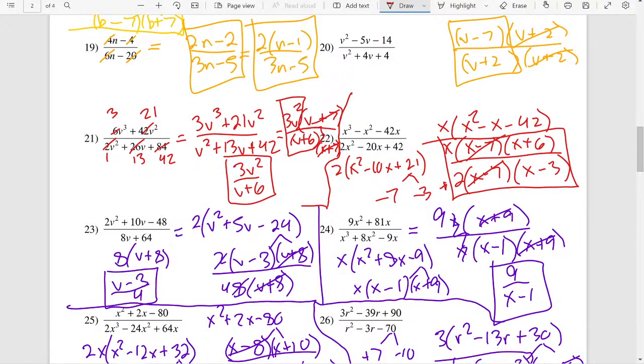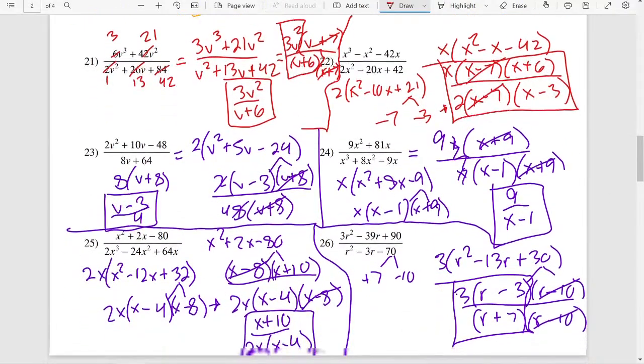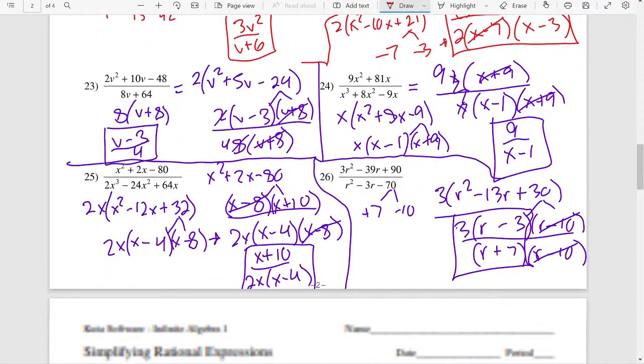So I'd have x times (x plus 6) over 2 times (x minus 3). You could distribute back out, but I don't think you should have to. If your teacher wants you to, obviously go ahead and do that, but I don't think you should have to. So here are the 4 that I solved.